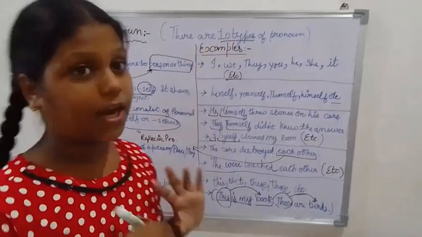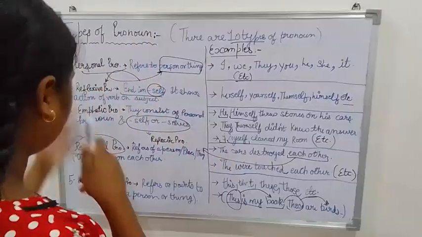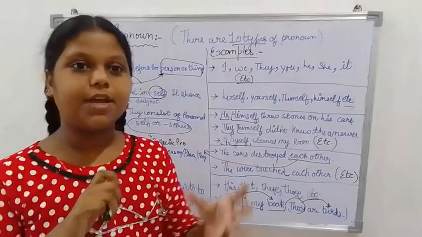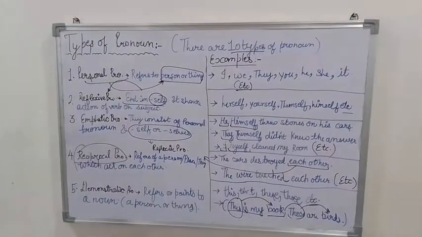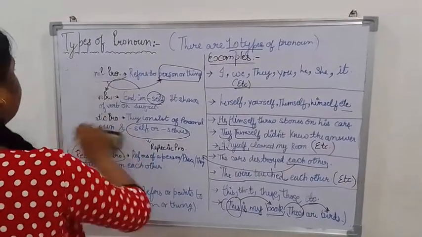As I told you, there are 10 types of pronoun. I have explained only 5 types. Now I will explain 5 more with examples.